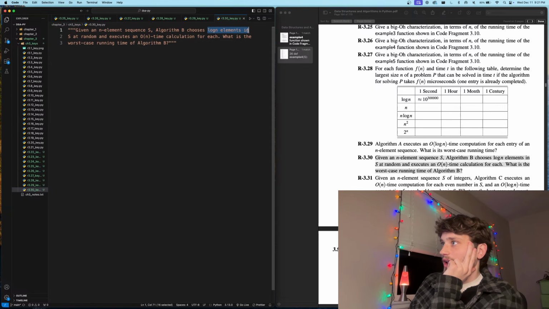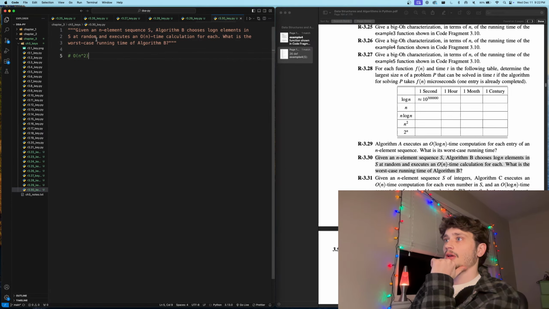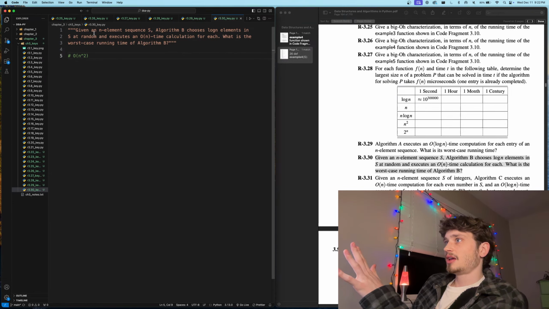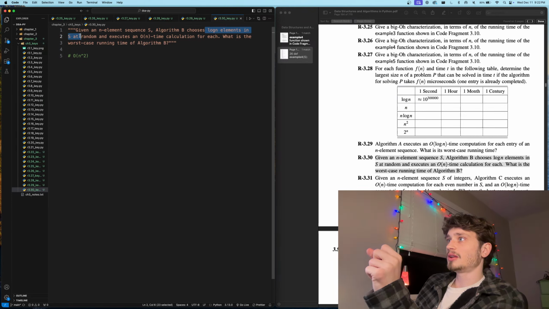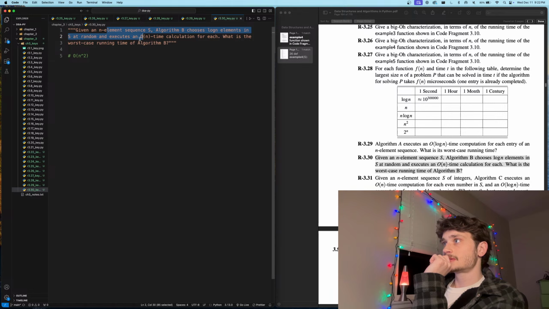So it would select at random using log n. So I think this would be O of n squared. What do you guys think? Now, that's my gut feeling here, because if we have an n element sequence and we initially do a log over those elements to select one, okay, that's pretty fast. We selected one. Then we execute an O of n time calculation for each element that's selected, right? So we went through each element in our n sequence at random. So it would have been n log n.